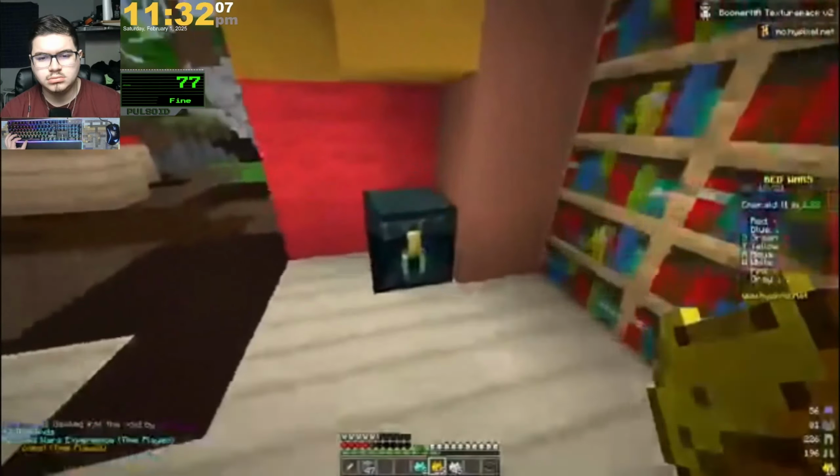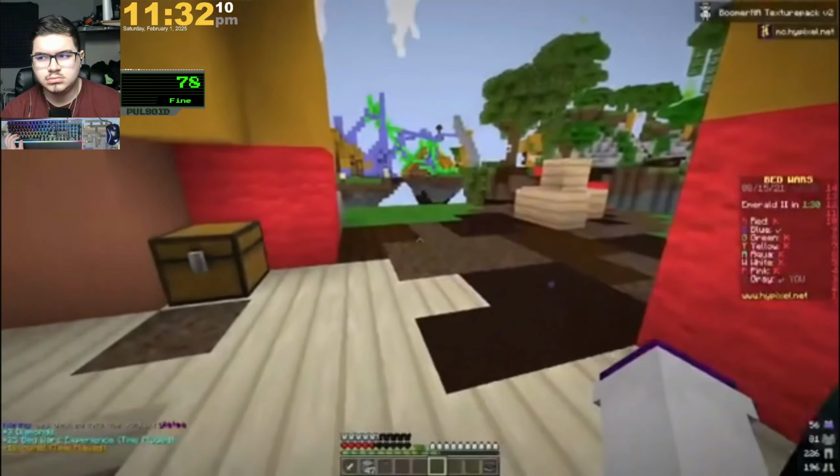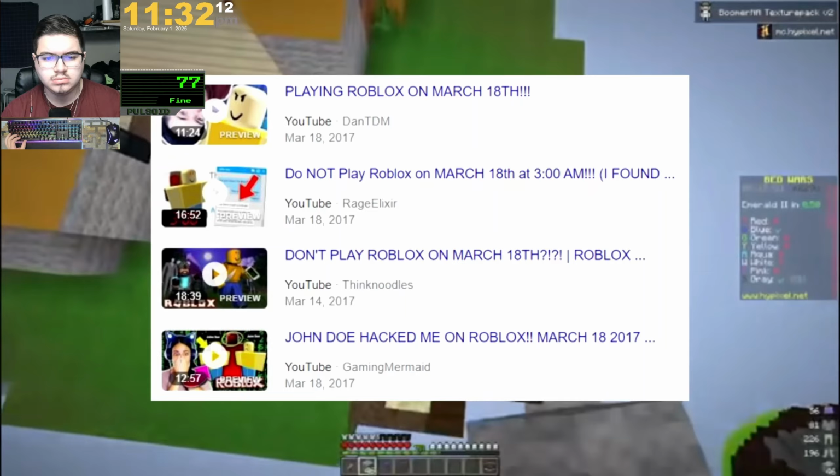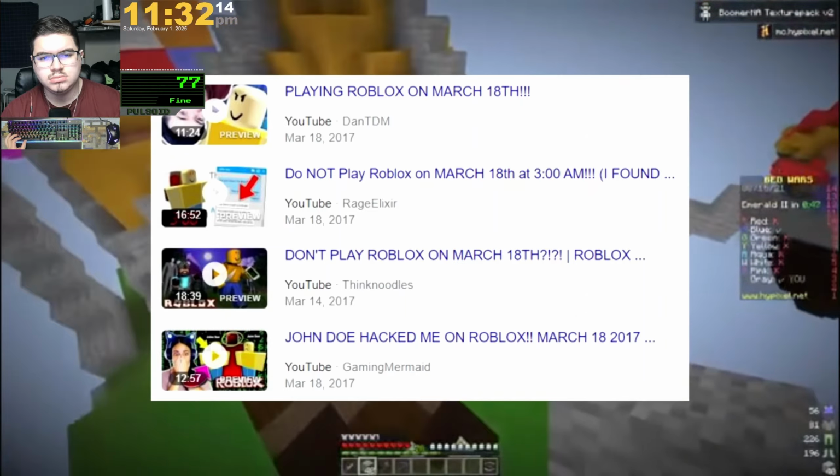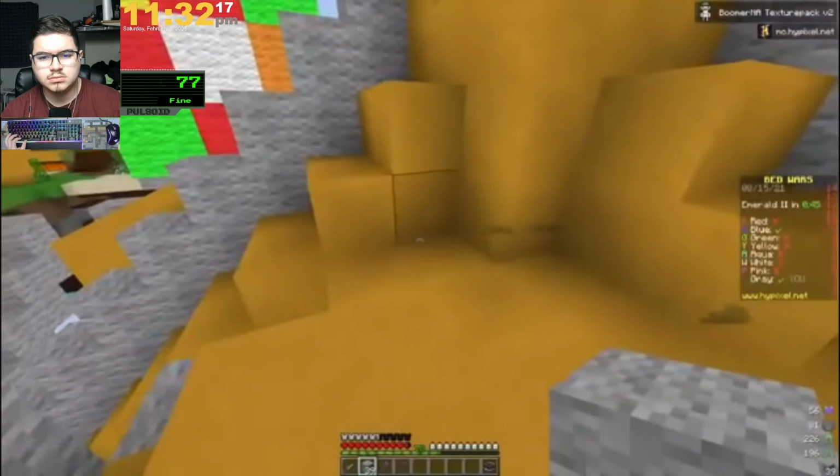In February and March of 2017, a rumor started that these accounts were going to come back and hack everyone who logged into Roblox on March 18th, 2017. This was very obviously untrue.